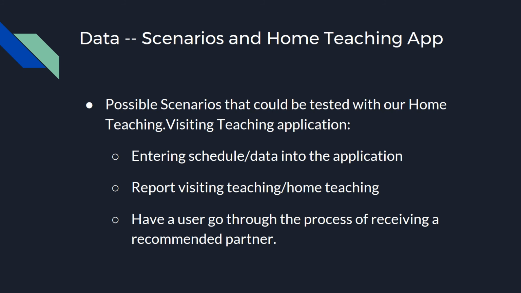Third, we could have the user look to see if they can see the visiting or home teaching partner they were assigned, or if there's a flaw in our system and they can't see it, or maybe they were assigned a teacher that doesn't even match up with their schedule. That would help us see if there's a problem in our code. Or fourth, we could have the user go through and report whether they were visit taught or not. Does that function work the way we were anticipating?